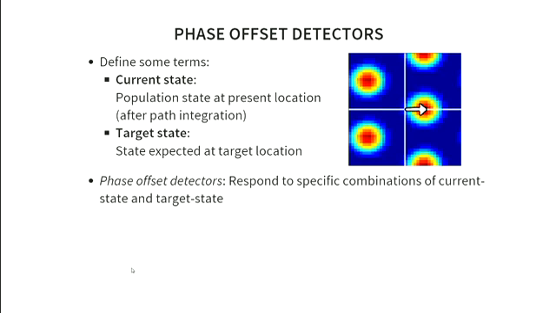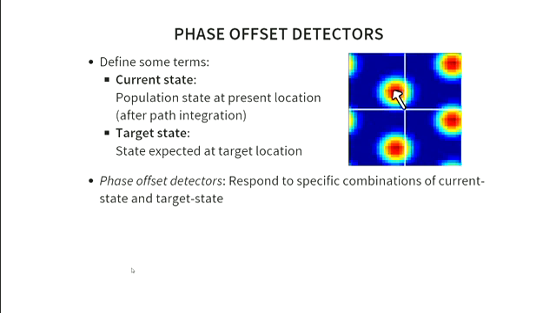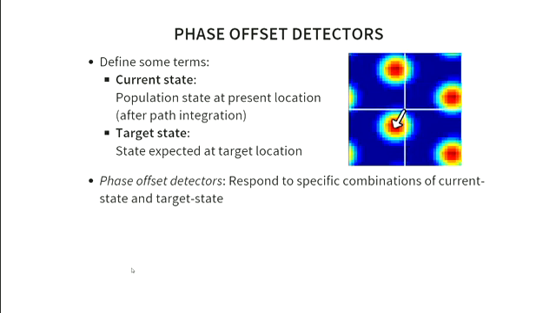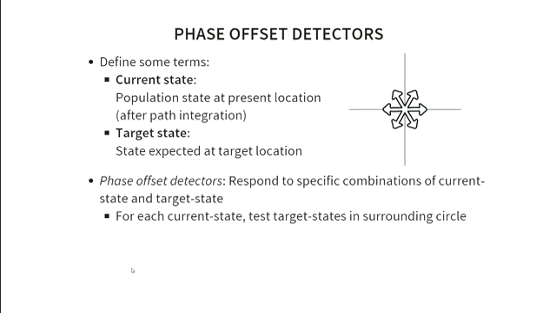But then the target location might be somewhere else, for example to the northwest of the current location. So that's another situation that we will have to detect. So we will have to have a phase offset detector for that combination as well. Or maybe the target location is to the southwest, so we will need a phase offset detector for that as well. So in general, the target location might be in any given direction from the current location. So we need to instantiate these phase offset detectors for a range of possible directions around the current state.